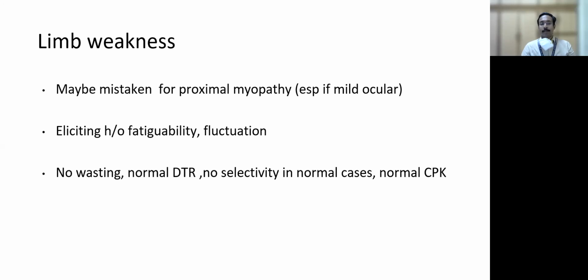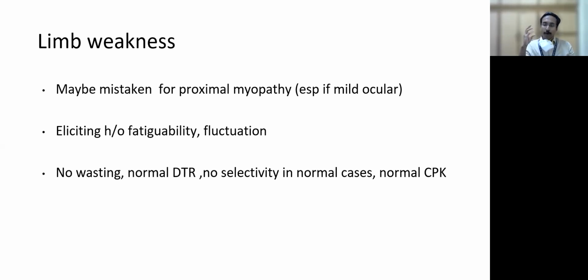CPKs will be normal. So it's important to understand that isolated limb weakness is sometimes quite difficult to diagnose and bring into the NMJ category, because this fatigability in limb weakness can often be pushed under the carpet, and they say that this is routine pains and difficulty in walking, and this is not a limb weakness which is fluctuating.